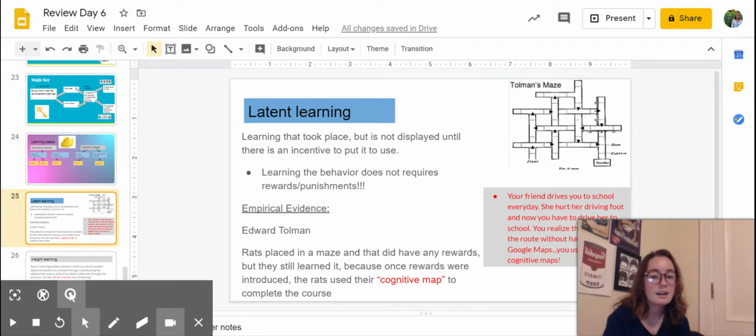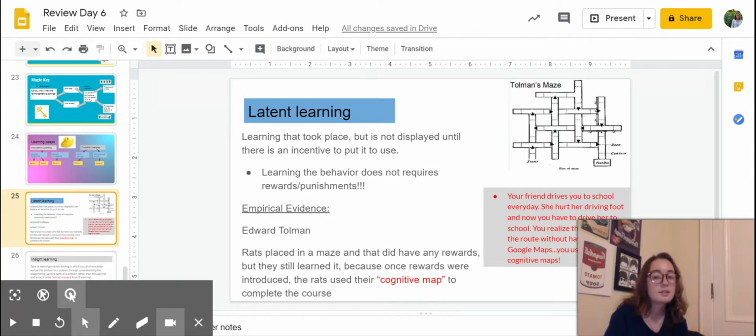He develops this term called latent learning, in which learning has taken place, but it's not displayed until there's an incentive to put it to use. So he's saying that you could just be learning without being in an intense setting or getting rewarded and punished from it. You could just be learning without really realizing it, which is often what we do.